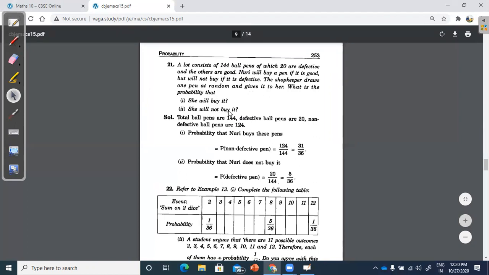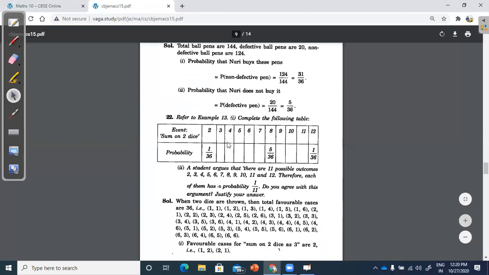And what is the probability that she will not buy? She will not buy these 20 defective pens. So 20 out of 144. She will not buy these. So probability will be 20 by 144. Again cancel by 4. We get 5 by 36.